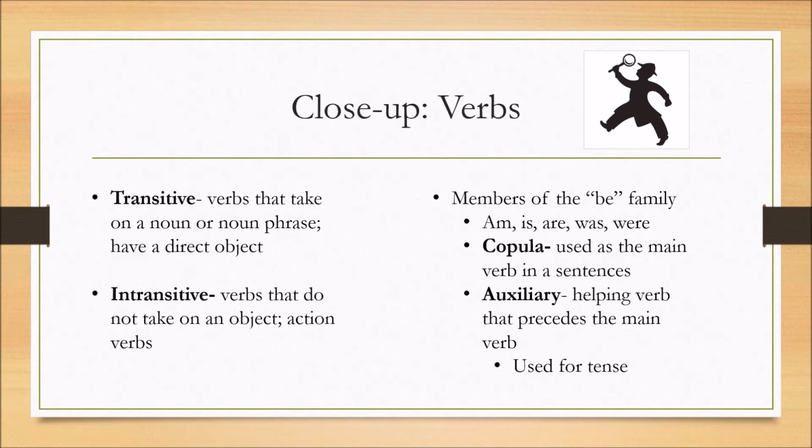Then we have members of the be family. These are words like am, is, are, was, were. If it's used as the main verb in a sentence, it's called a copula. And an example of this would be, we are exhausted. Are is the verb, and it's the only verb in that sentence. Then we have auxiliaries. They are used as helping verbs that precede the main verb. An example would be, the child is running. Is is the helping verb, and running is the main verb, and it's used for tense.